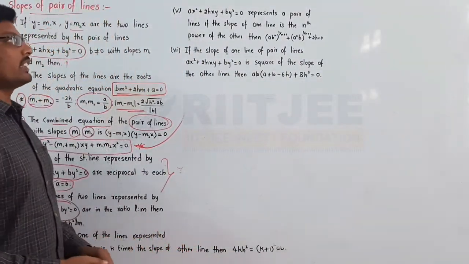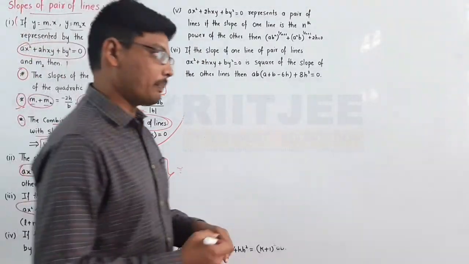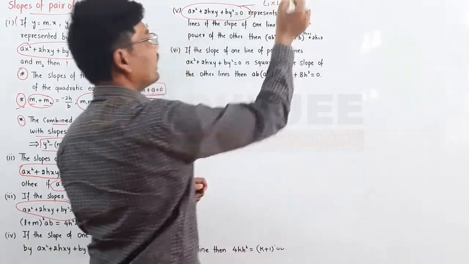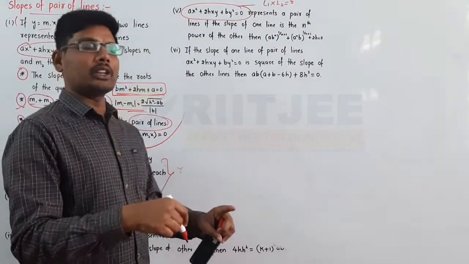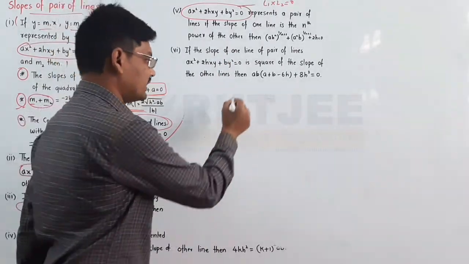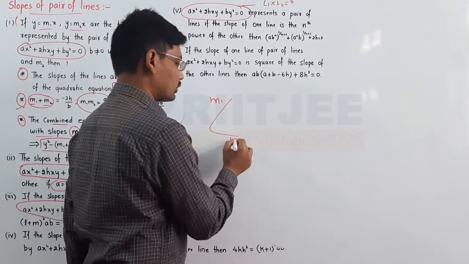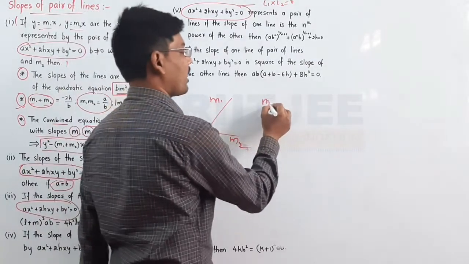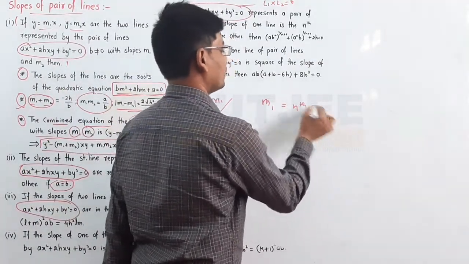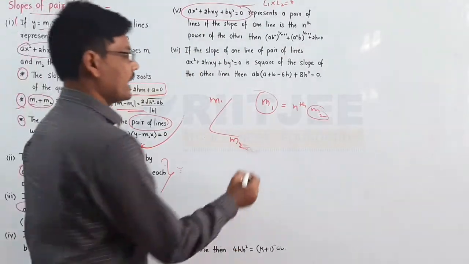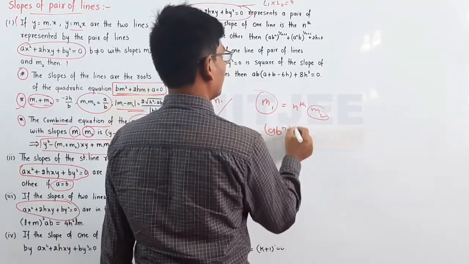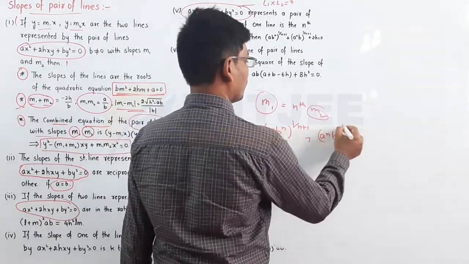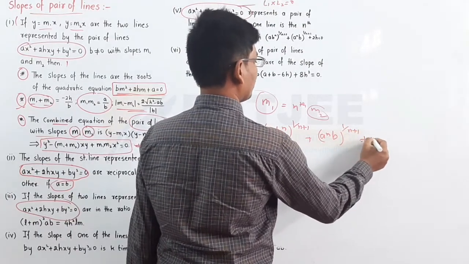ax square plus 2hxy plus by square is equal to 0. This is a pair of straight lines, representing the product of two lines, that is L1 into L2 is equal to 0. If the slopes of one line, that is m1 slope and m2 slope, two slopes are there here, m1 is nth time of m2 slope, then the condition for that one is (ab to the power n) whole to the power of 1 by (n plus 1) plus (a to the power n into b) whole to the power of 1 by (n plus 1) is equal to 2h.